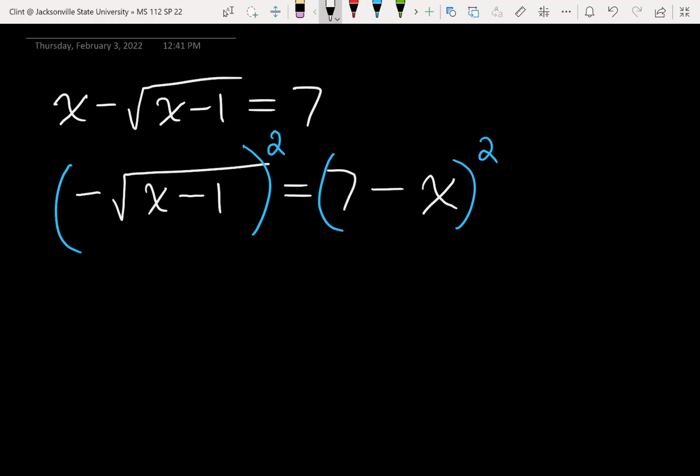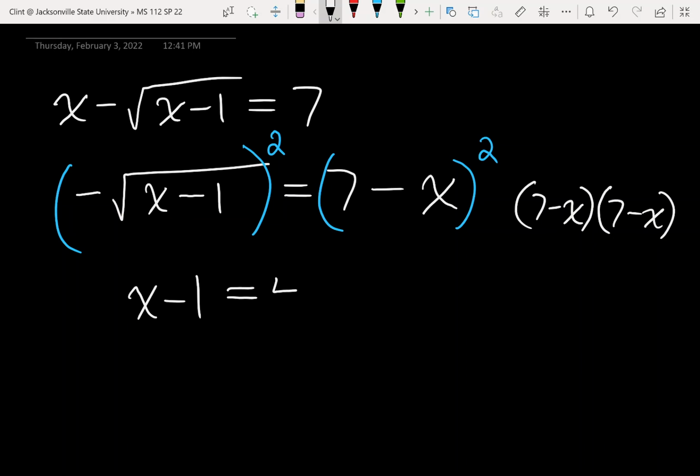So on the left side, not only does the square root cancel out, but when we do the negative times the negative, we get positive. So we'll have x minus 1. And on the right side, you just have to remember, this is not going to be 7 squared minus x squared. If we have 7 minus x squared, that means 7 minus x times 7 minus x. I have to do FOIL. It's easy to forget.